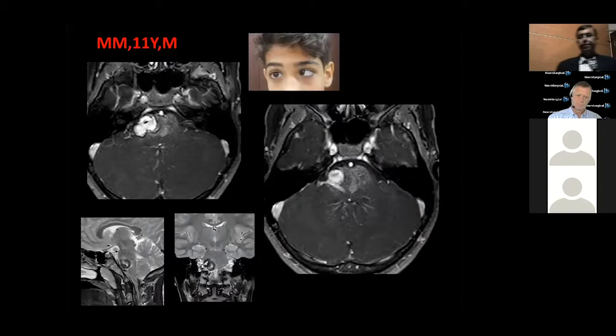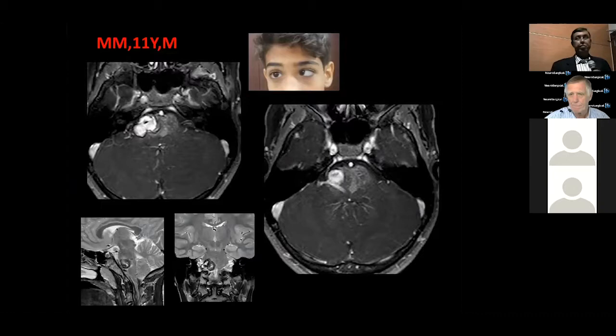A Bahraini boy, 11 years old, came with a sixth nerve palsy on the right side. He's looking to the right side, his left eye is moving, his right eye is not. So it's a sixth nerve palsy, and this is a cavernoma on the right side of his pons. And look at the developmental venous anomaly.